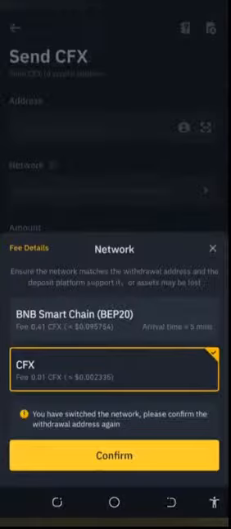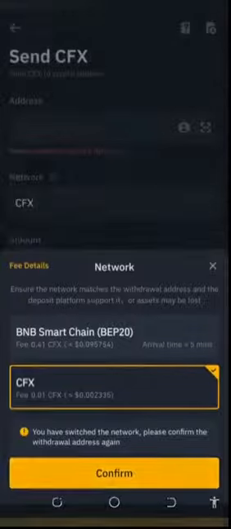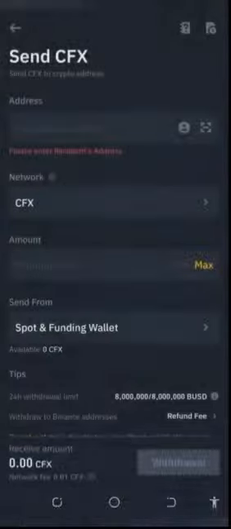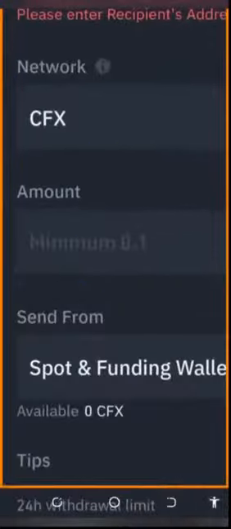Beautiful. That's less than 1 cent to send. Okay, let's go ahead and click on confirm. So what we need to do here is be sure that this is going to deliver. Don't forget, if you send money to a wrong address, your money is gone. Okay, so now what is the minimum that we can send? The minimum is 0.1, up to 0.1 CFX.